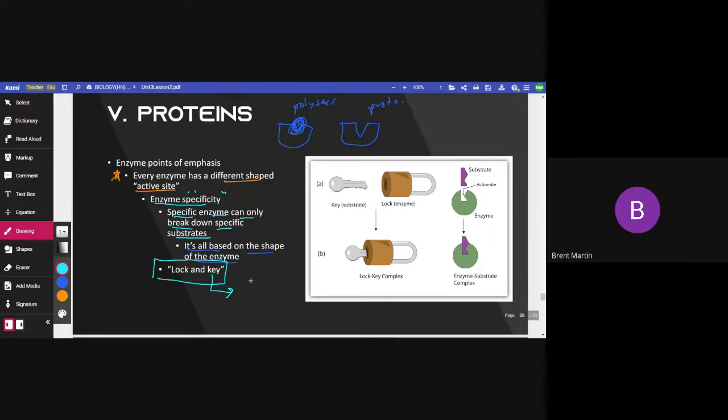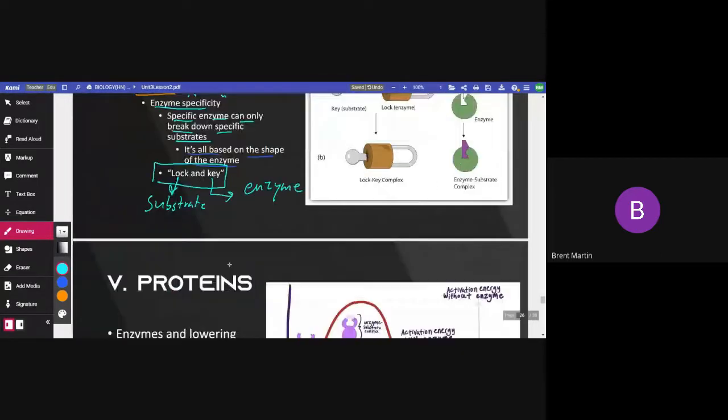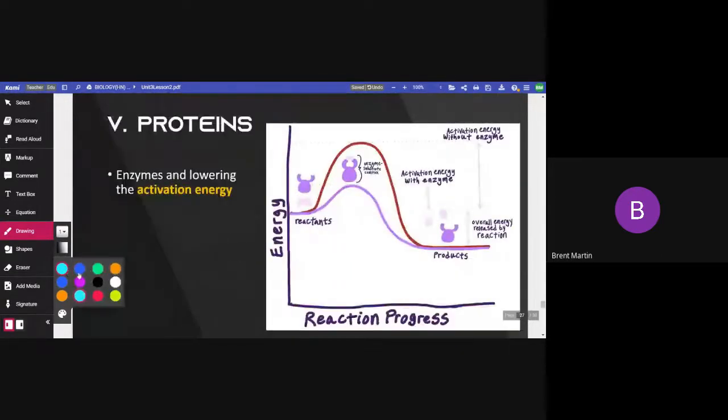So do remember that they call this a lock and key. To me, I would say the lock would be the substrate, because that's the thing that's broken down. The key, which is the thing that has the different shape, would be the enzyme, right? And that enzyme breaks down the substrate just like that key breaks down the lock, right? Now, I did tell you this earlier in the first part. I told you enzymes will lower the activation energy.